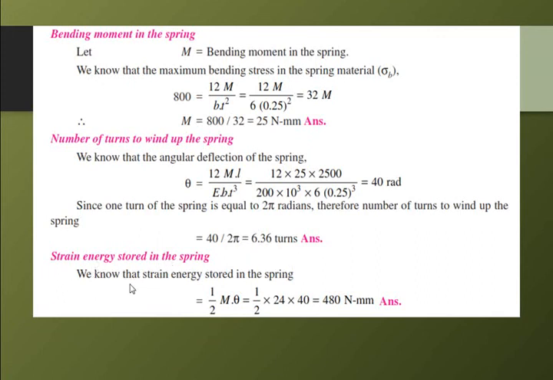Strain energy stored in the spring: we know it is half M into theta. We have already found M and theta. If you simply multiply these two, 25 Newton mm and 40 radians, with the half, you will get 480 Newton mm.